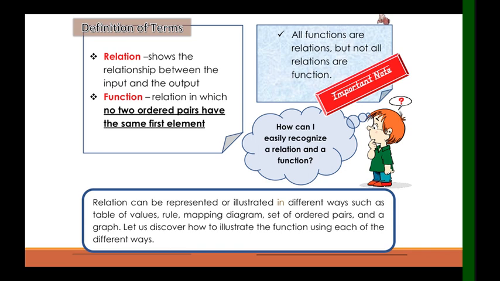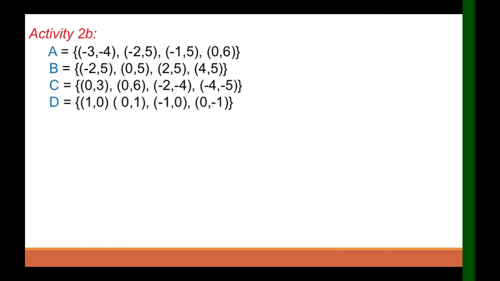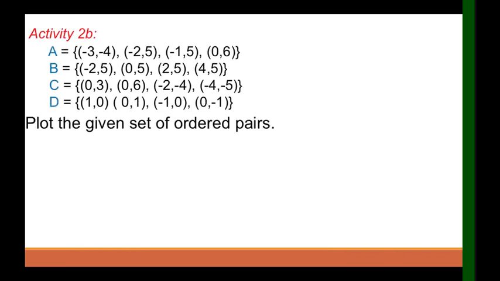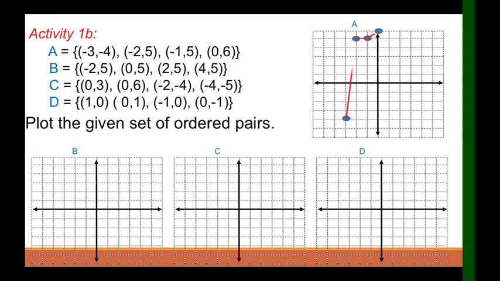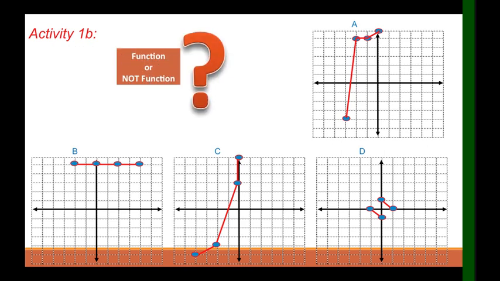I already presented to you a mapping. Now let's plot the given set of ordered pairs. These are the graphs of A, B, C, and D. Now the question is, which among these graphs is a function and which is not? Letter A is a function. Letter B is a function. C is not a function and D is not a function. What do you think is the reason why A and B are functions and C and D are not? Do you have any idea?